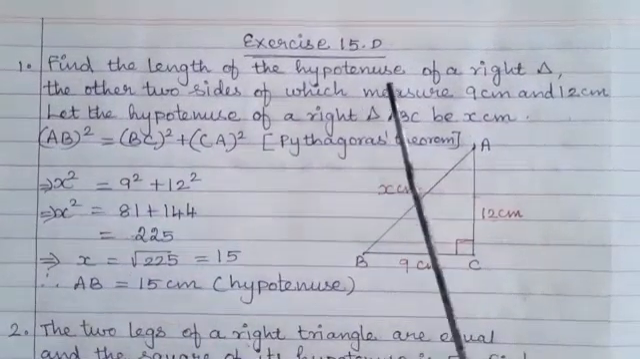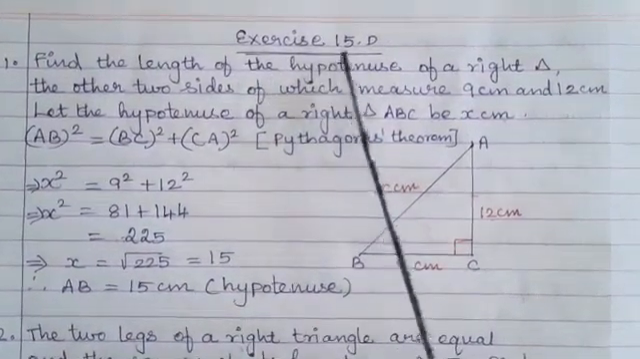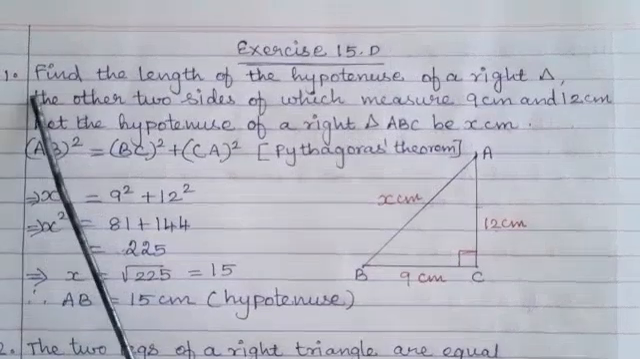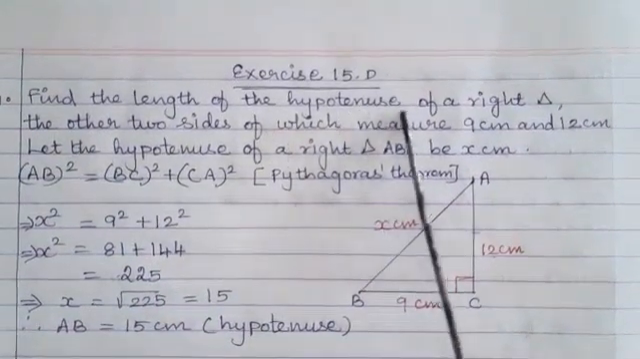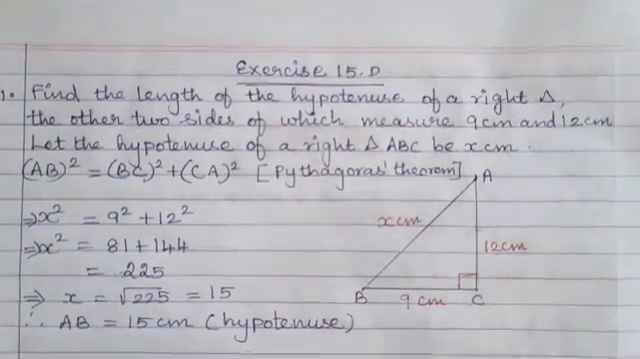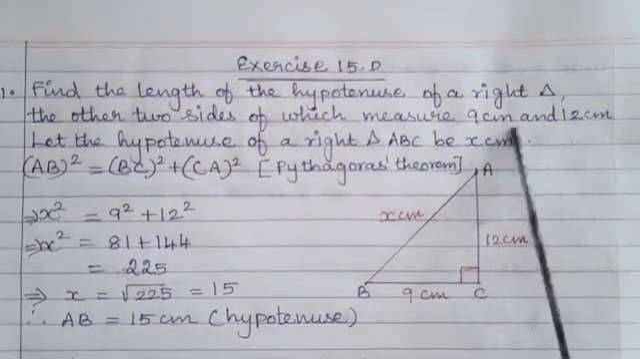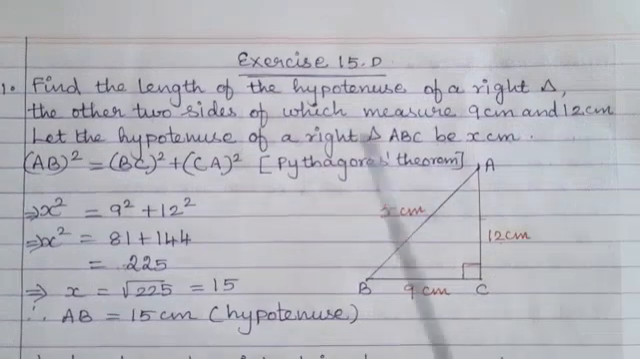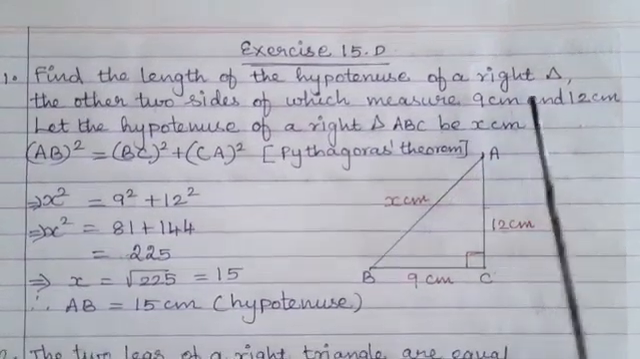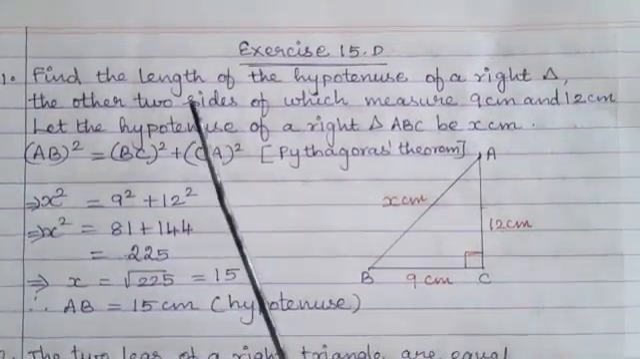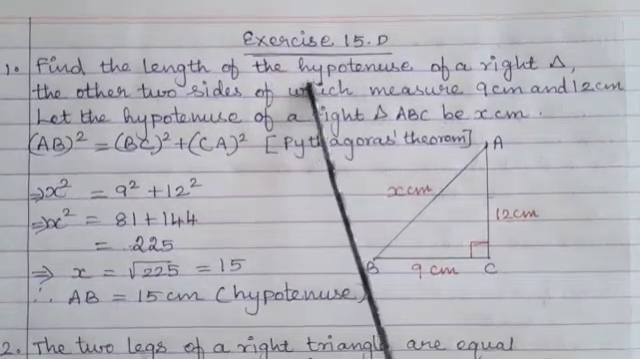Using Pythagoras theorem, we will solve exercise 15D. First question: find the length of the hypotenuse of a right triangle, the other two sides of which measure 9 centimeter and 12 centimeter. What is the question given here? Two sides of a right angle triangle are given. Now we have to find the length of the hypotenuse.